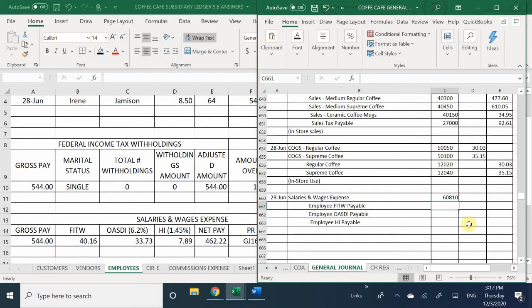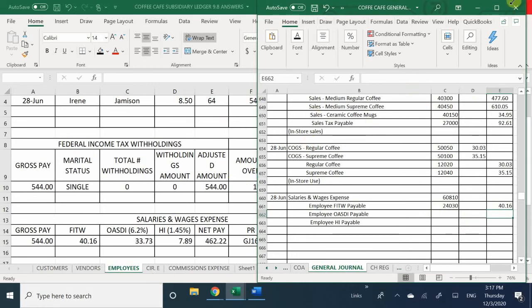Okay, so the employee FITW account is 24030, for the amount of $40.16. Okay. What about the employee OASDI?